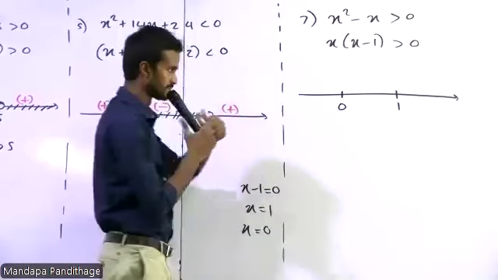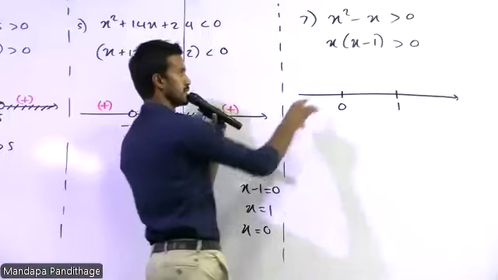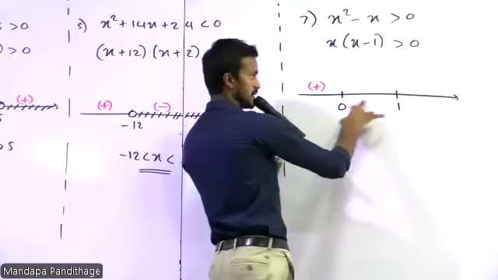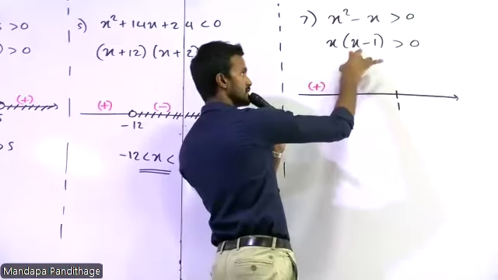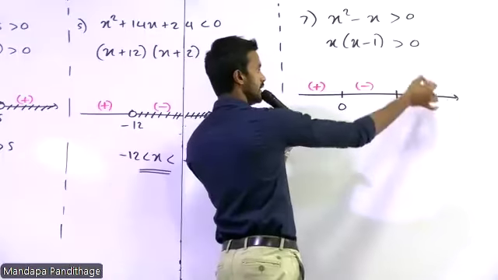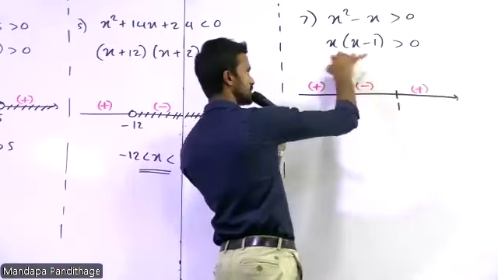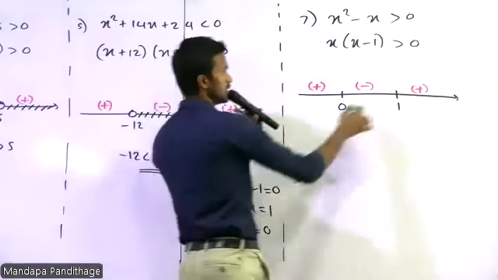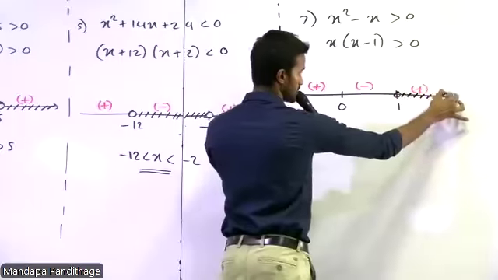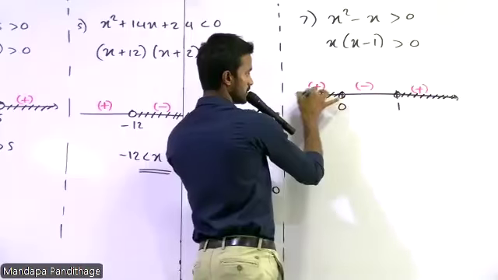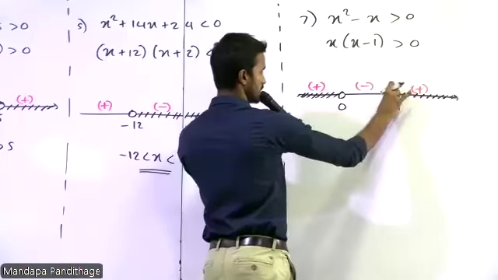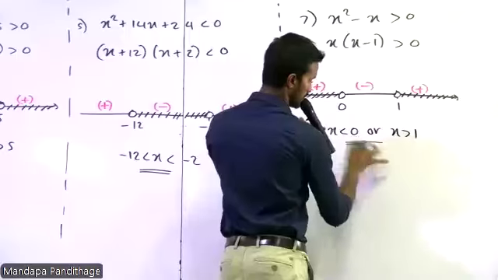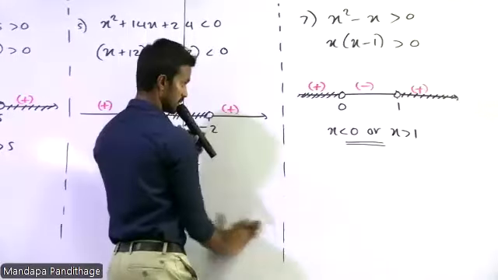And then take the sign. If you go with minus 1, minus times minus is plus. If it is 0.5, half, this is plus, but this is still minus, so it's minus. Anything more than 1 gives you plus and plus, which is plus. And then I'm required to find which is positive: this region and this region, which means you can write the answer. Final answer is x is less than 0 or x is greater than 1.